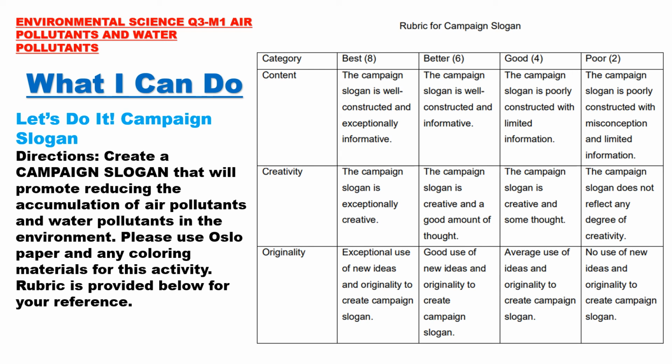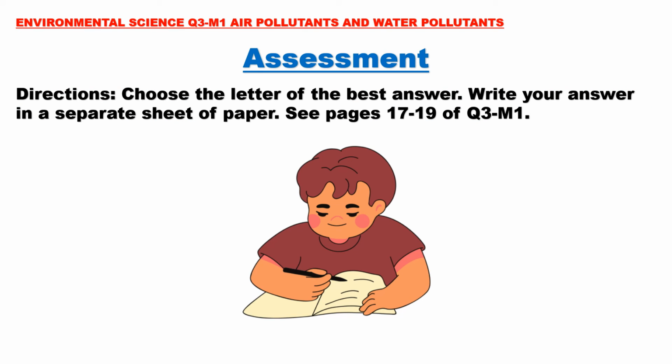For you to be graded a perfect score, you need to have the following content. The campaign slogan is well constructed and exceptionally informative. Creativity: the campaign slogan is exceptionally creative. Originality: exceptional use of new ideas and originality to create a campaign slogan. Next, assessment. Choose the letter of the best answer. Write your answer in your answer sheet. See pages 17 to 19 of Quarter 3, Module 1.